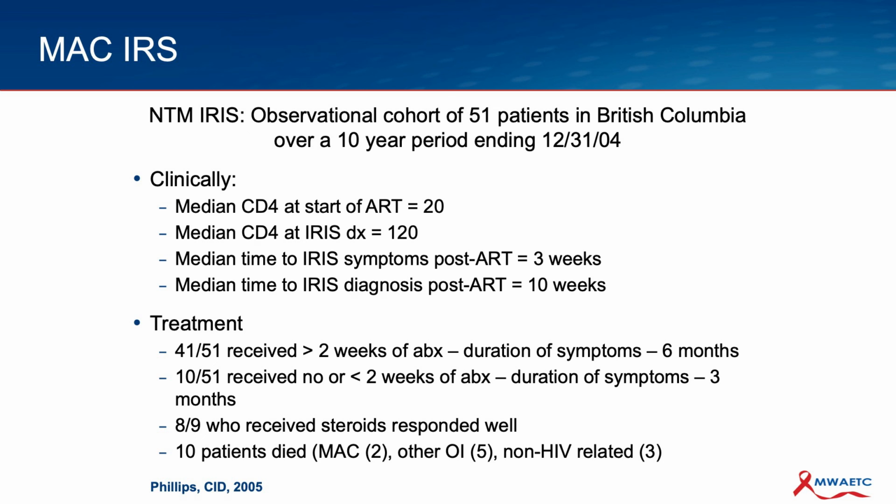Median CD4 count in this cohort at the time of starting ART was 20, and at the time of the diagnosis of IRIS was 120. Median time to IRIS from symptom onset post-ART was 3 weeks, but the median time to diagnosis was 10 weeks. 80% of the patients received over 2 weeks of antibiotics, and the duration of their symptoms was 6 months. But 20% of the patients got no treatment directed at their NTM infection, and they had symptom durations of only 3 months and got better without any focused therapy against MAC.